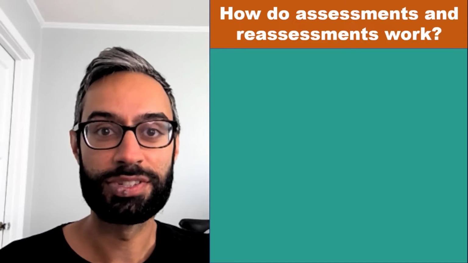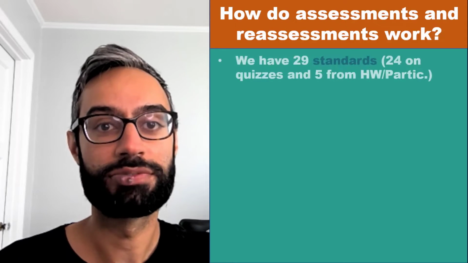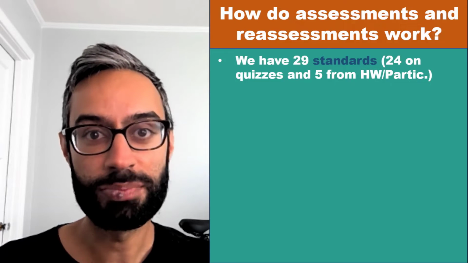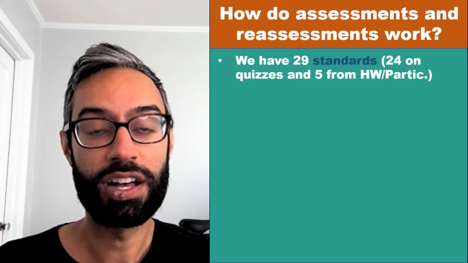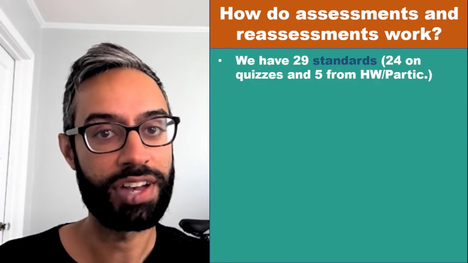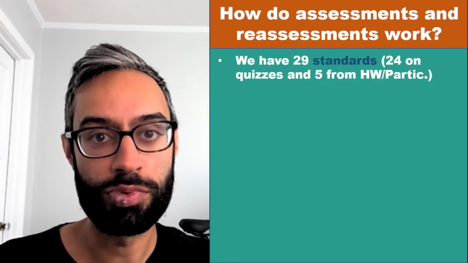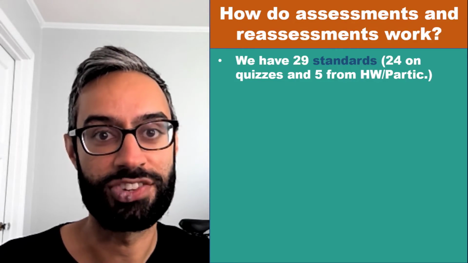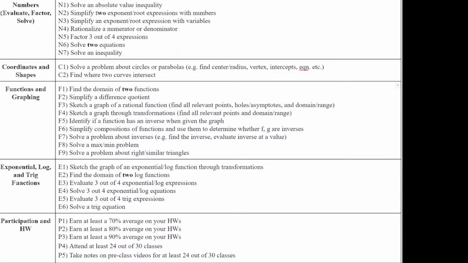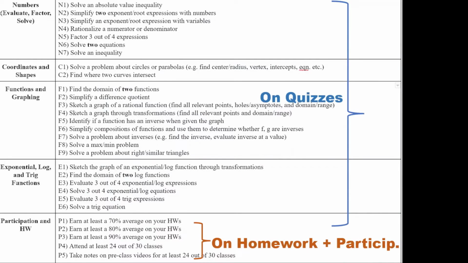How will assessments and reassessments work? We have 29 standards, these learning objectives. 24 of them I'll assess you on in quizzes, and the other 5 are based on how you do on the homework and attendance/participation. Here's a list of our core standards. The ones at the top I'll assess you on in quizzes, and the 5 at the bottom are based on your performance on the homework and attendance/participation.